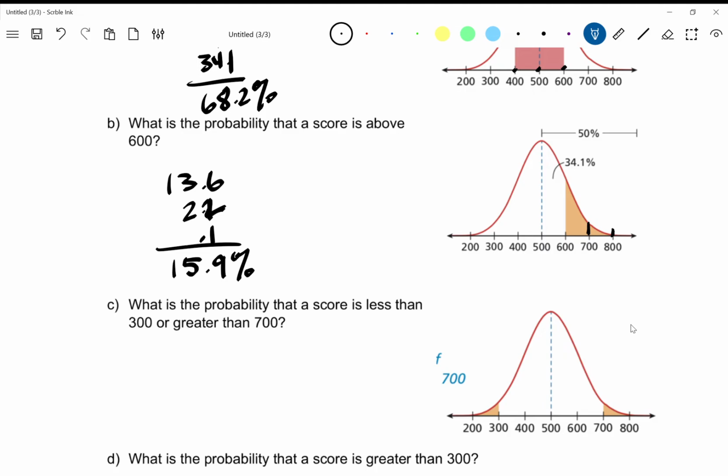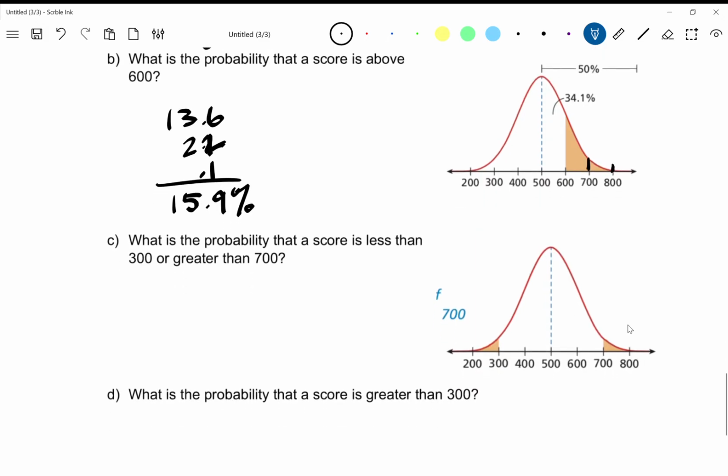Okay, different question from standard deviations. What is the probability that a score is less than 300 or greater than 700? Well, let's start off with the fact, I know you're not going to like heading back to probability from the beginning of chapter 11, but that's pretty much what this is.